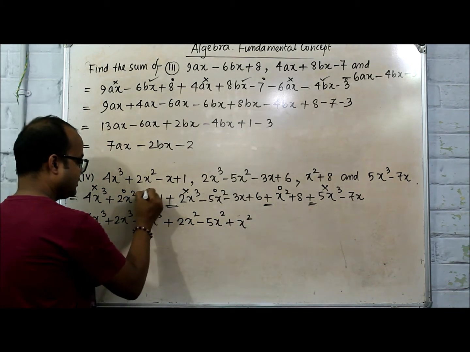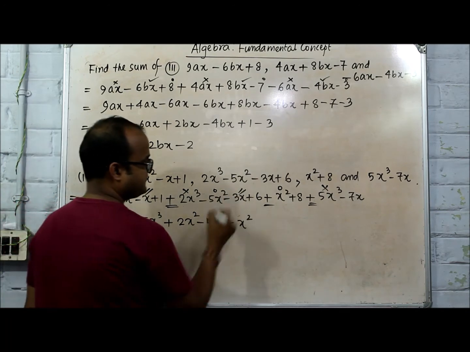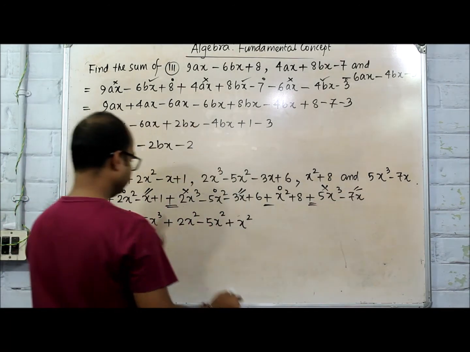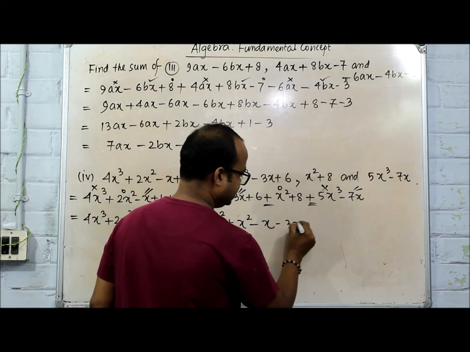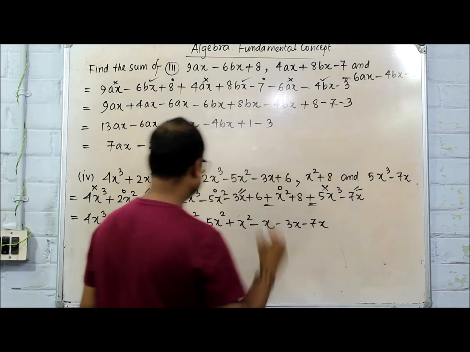Next, x. These are the like terms. So we write these 3 terms together. So minus x, minus 3x, minus 7x.